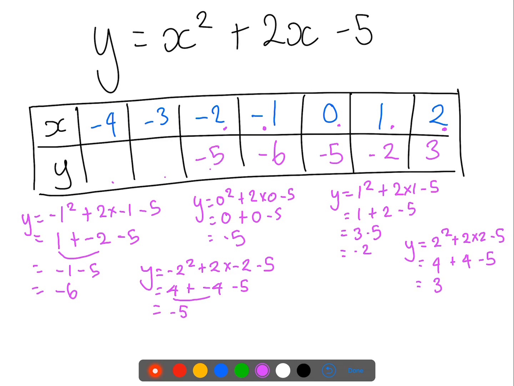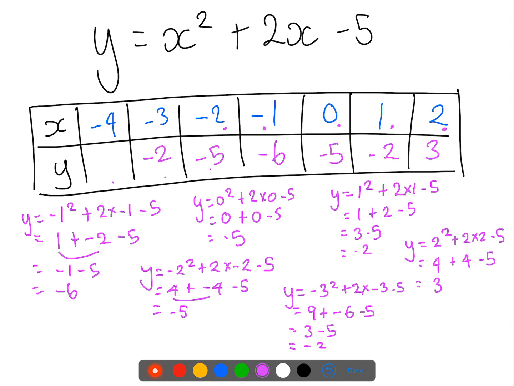All right, we're looking good. Let's try the last ones. y equals negative 3 squared plus 2 times negative 3, take 5. Negative 3 squared, negative times a negative is a positive. 3 times 3 is 9. Plus what's 2 times negative 3? That's minus 6. 9 take 6 is 3, take 5. 3 take 5 is negative 2.